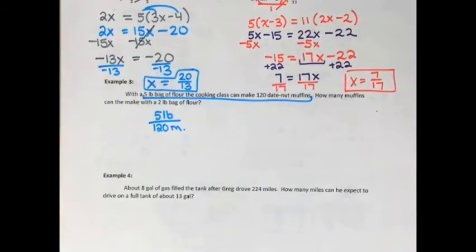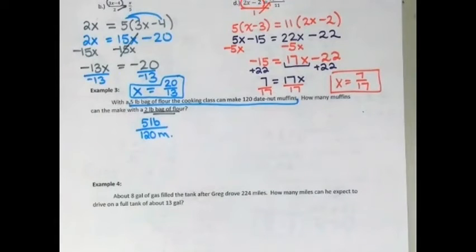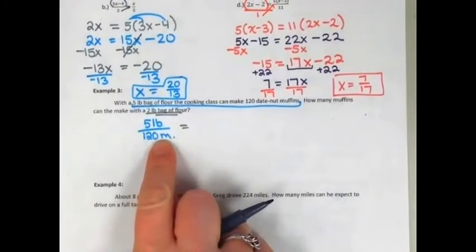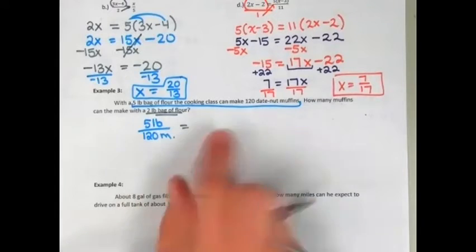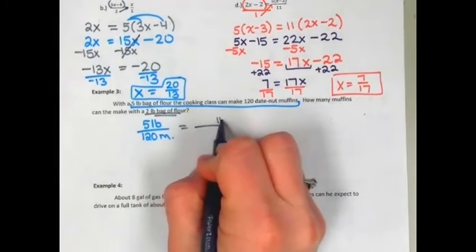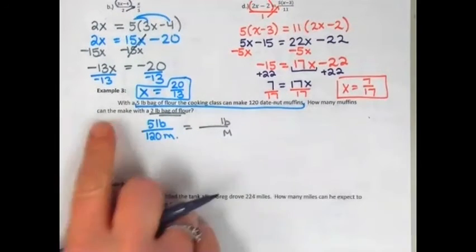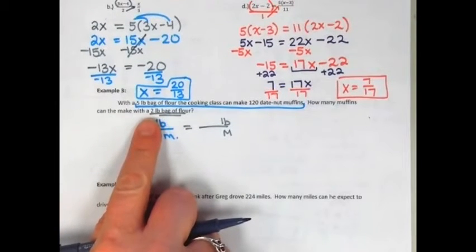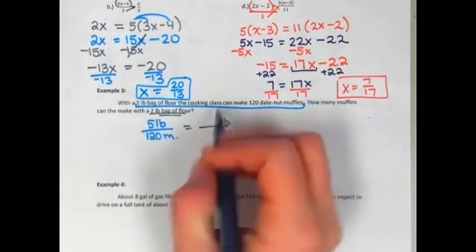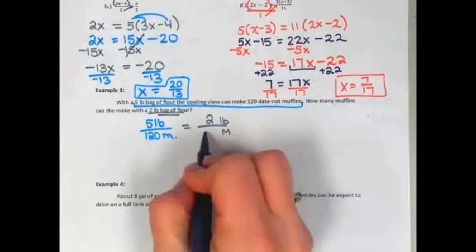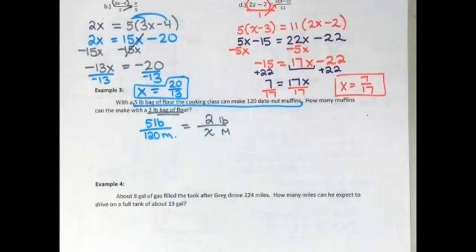Okay. How many muffins can you make with a 2-pound bag of flour? So can I make another ratio? Now, because my first ratio is pounds over muffins, my second ratio has to be pounds over muffins. We want to know how many muffins we can make with a 2-pound bag. So where's that 2 going to go? In the numerator. And then what's going to go in my denominator? X. Yeah. Can we go ahead and cross multiply and solve?